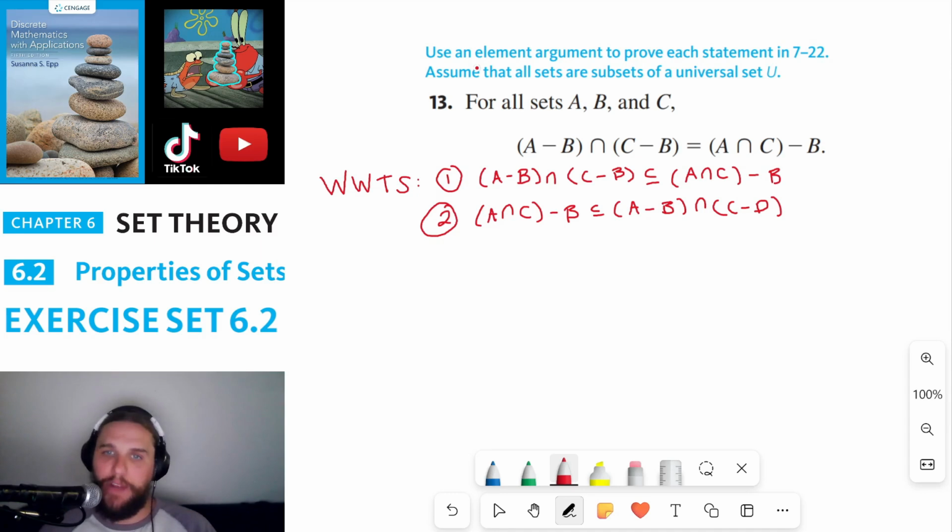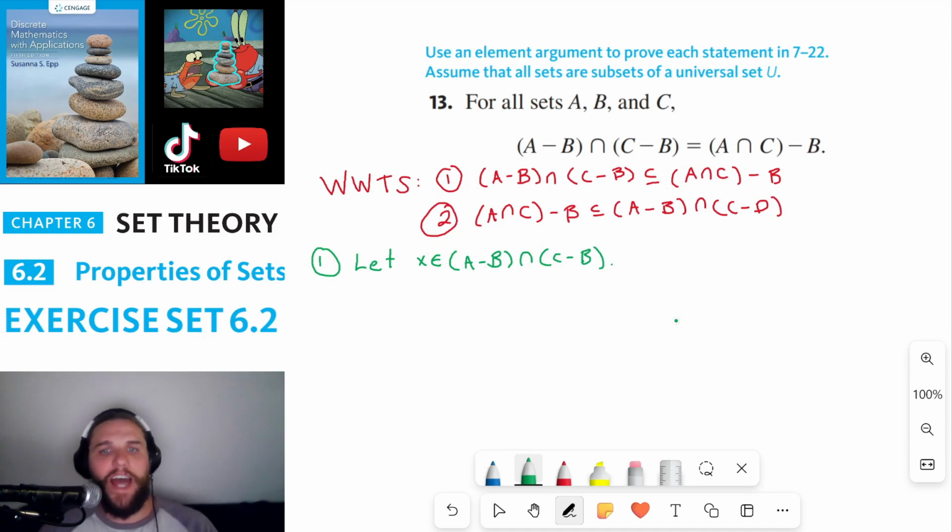Now, the way the element argument works is we start with an arbitrary element in the first set, and regardless of the fact that the element is arbitrary, we can still use the definition of these operations involved here to prove that that arbitrary element is also an element of the other set. So let's let X be an element of (A minus B) intersection (C minus B). Now, we don't know what X is. X could literally be any element from the set. But the point is that it doesn't matter what X is. We're going to unpack the definition of these operations here to prove that X must be an element of this other set, (A intersection C) minus B.